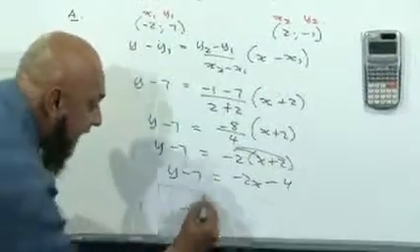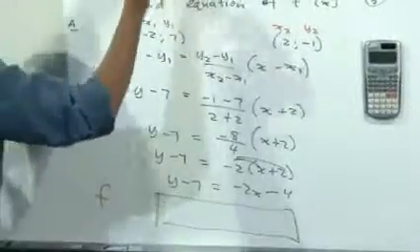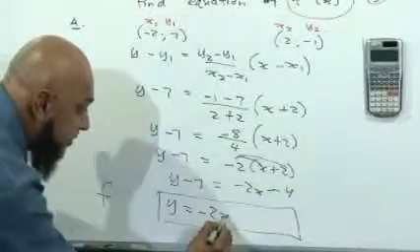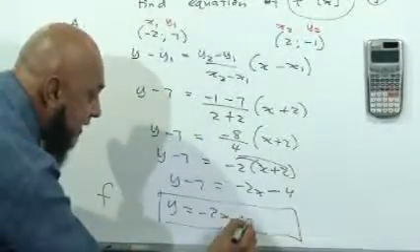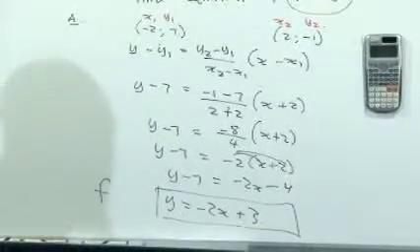So your final answer here is for f. Now this is f, not f inverse. Remember the question says find f inverse. We're going to do that on that side. So y is equal to minus 2x minus 4 plus 7. So y is equal to minus 2x plus 3.